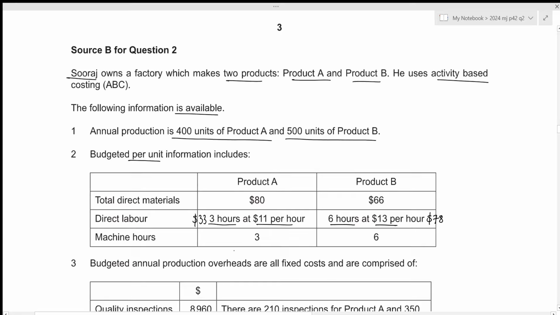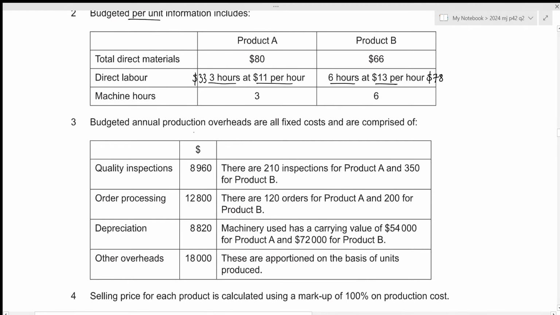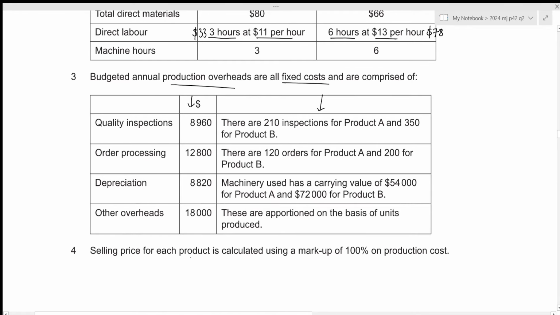Then we have been given the machine hours for product A as well as B, which is 3 and 6 respectively. Then budgeted annual production overheads are all fixed costs and are comprised of the following. We have quality inspections. We have been given the cost pool, and we have our cost drivers as well for quality inspections, order processing, depreciation, and other overheads. Then the selling price for each product is calculated using a markup of 100% on production cost. It means that the selling price will be equal to cost times 1 plus markup of 100%. We'll use this formula in order to get the selling price.